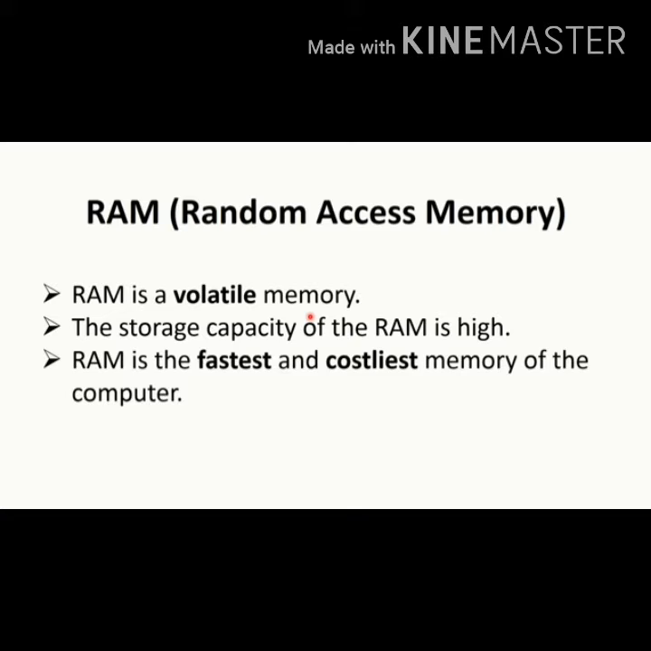RAM is the fastest and costliest memory of the computer. Because of its speed, it is very expensive. It is a read-write memory of the computer, which means the processor can read the instructions from the RAM and write the result to the RAM. That's how data can be modified in RAM.